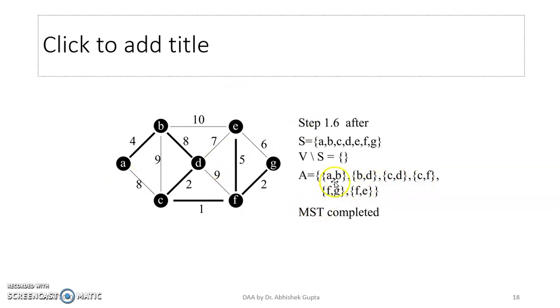In this way, I have traversed all these nodes with the minimum weight, right? If we add all these costs, then this cost will be the minimum. So in this way, I can say that this is the minimum spanning tree. In this way, I can apply the Prim's algorithm.